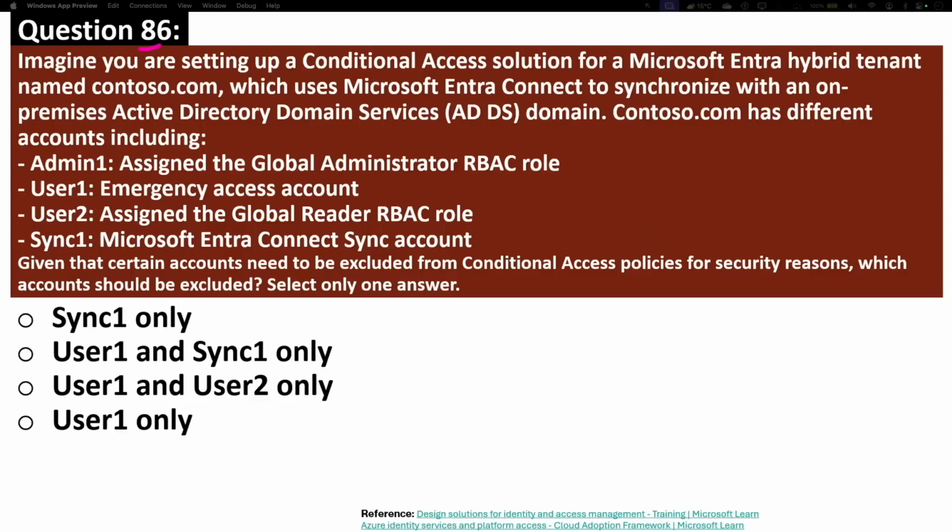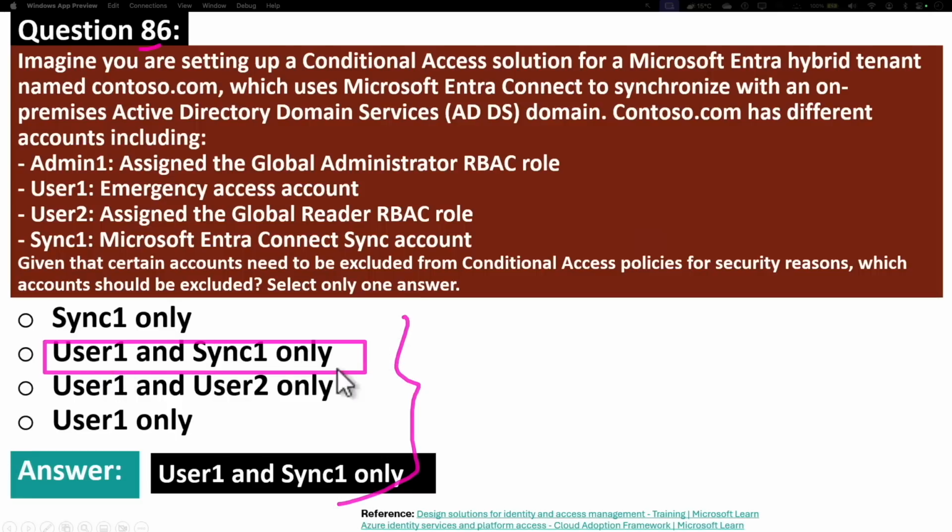Domain.contoso.com has different accounts including admin 1, which is assigned the global administrator RBAC role, user 1, which is an emergency access account, user 2, which is assigned the global reader access, and sync 1, which is the Microsoft Entra Connect sync account. Given that certain accounts need to be excluded from conditional access policies for security reasons, which account should you exclude?